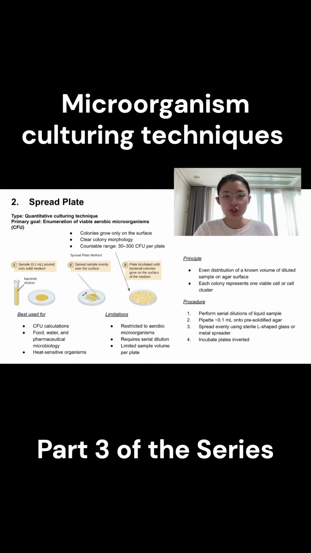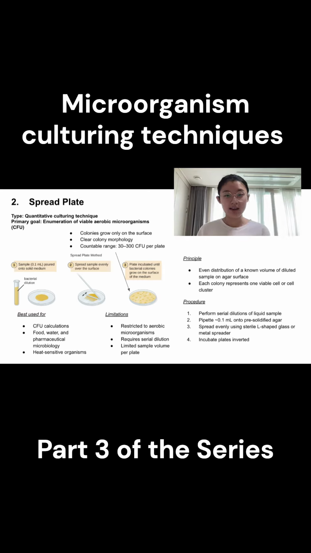The procedure is that you first do the serial dilutions of your liquid sample and then you pipette around 0.1 milliliter onto the pre-solidified agar plate. You spread it evenly using a sterile L-shaped spreader, as you can see on the slide right there, and you incubate the plates in an inverted fashion in order to avoid the condensation dripping onto the surface.